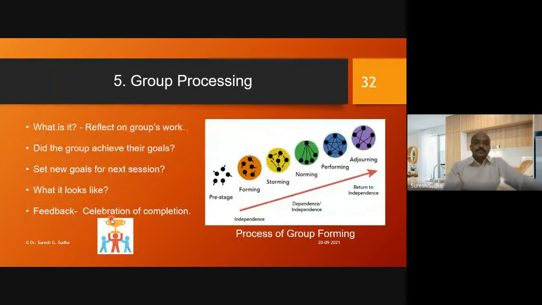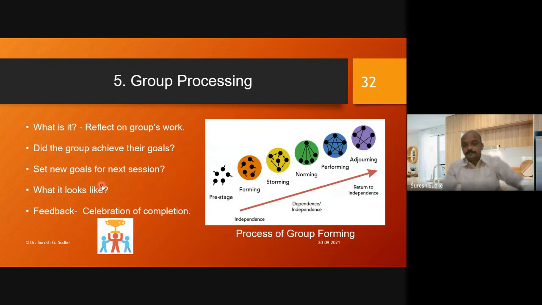Then group processing. What is group processing? It reflects on group work: how the group is formed, and did the group achieve its goal? Set new goals for the next session. Once you set the goals, you set new goals for next time. You should not stop there. And what does it look like, and how exactly does the process of group processing take place?